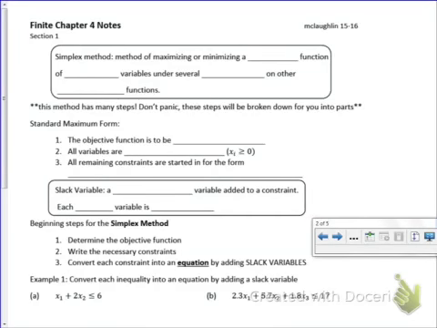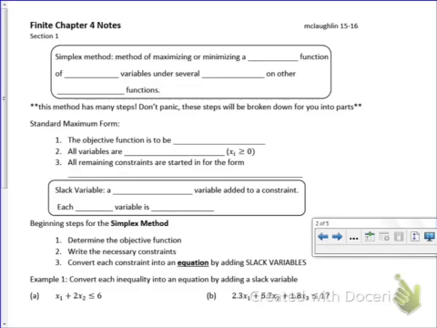Okay, so today we are going to start talking about the simplex method, and this should be the exact same thing we did last time, except we're going to do it in a calculator. And we use the calculator because we're going to have more variables than just x and y.